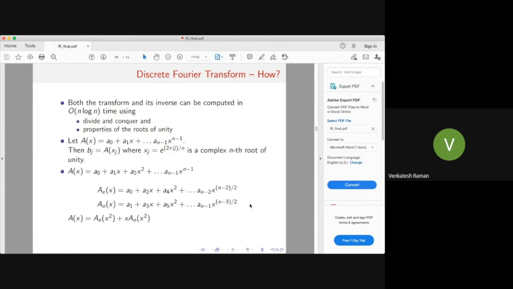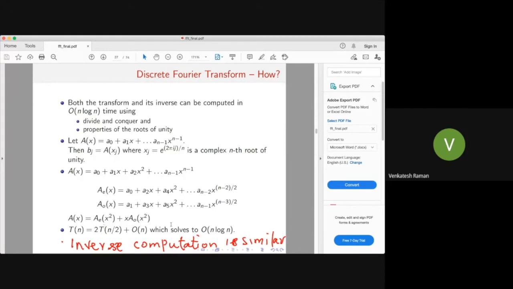So when you take the squares, they are actually n by 2th roots of unity. That's a property of these roots of unity. So evaluating A at nth roots of unity is now boiled down to evaluating two polynomials of about half the degree, at half the roots of unity, half the number of points. So this gives us a nice recurrence relation: T of n, computing these n evaluations of this polynomial, is 2 times T of n by 2 plus order n, which solves to n log n.